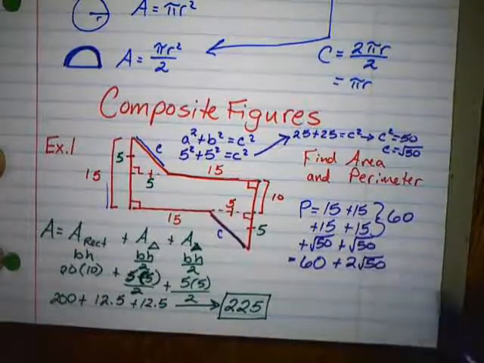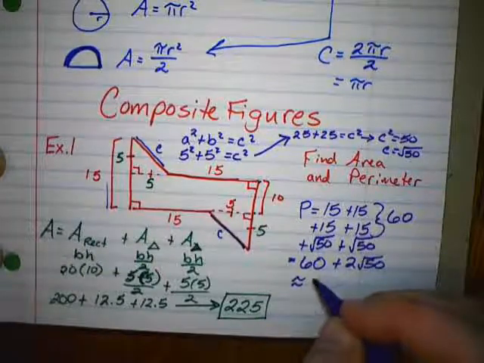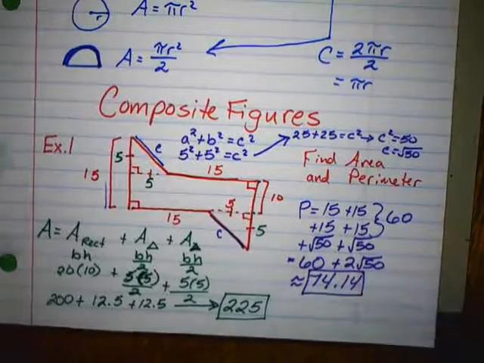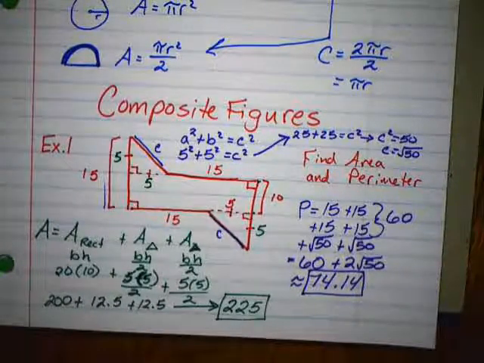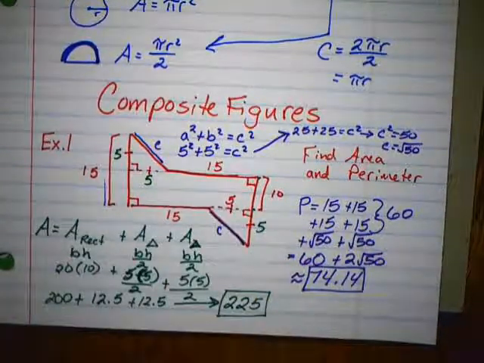And so I would put that in the calculator, and when I do, it is approximately 74.14 units of measure. And that's how we find perimeter. You simply add up all the sides. But don't forget things like the Pythagorean Theorem to help you find missing pieces.